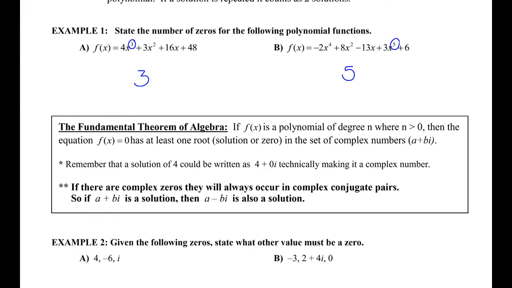The fundamental theorem of algebra says if f of x is a polynomial of degree n, where n is greater than 0, then the equation f of x equals 0 has at least one root in the set of the complex numbers. Remember that a solution of 4 could be written as 4 plus 0i, making it a complex number. If there are complex zeros, they will always occur in complex conjugate pairs. So if a plus bi is a solution, then a minus bi must also be a solution.